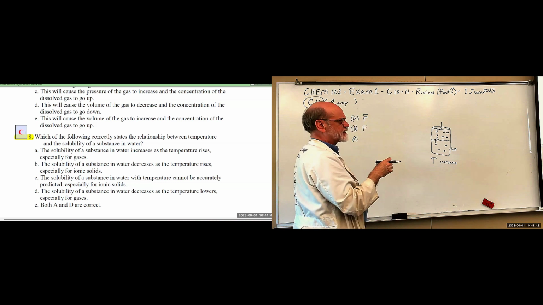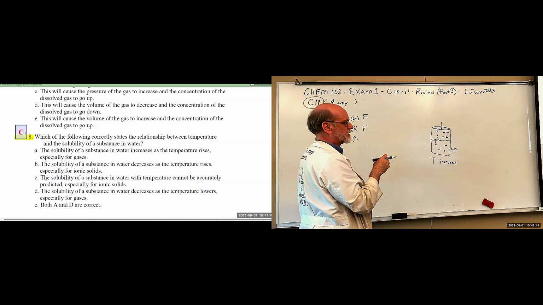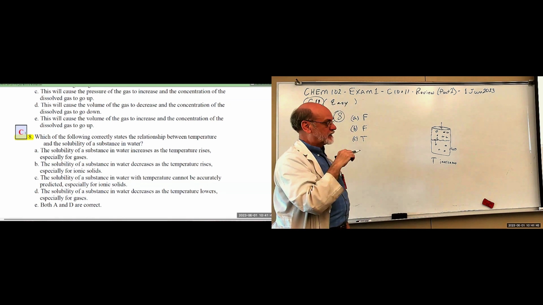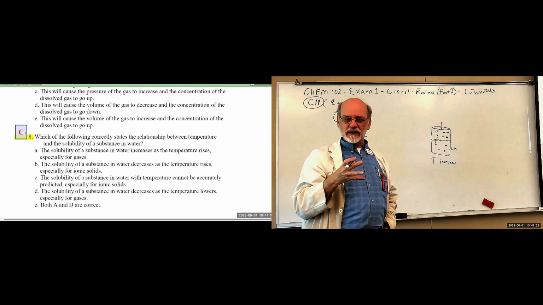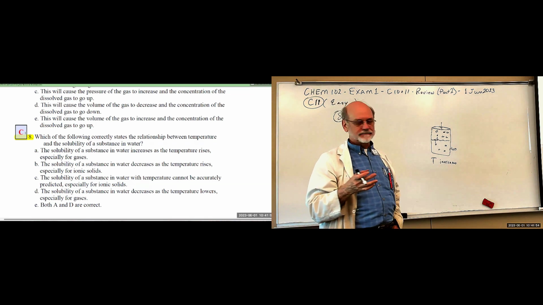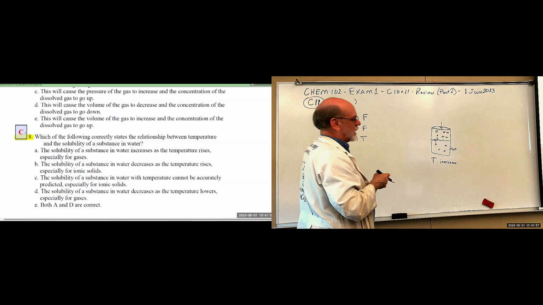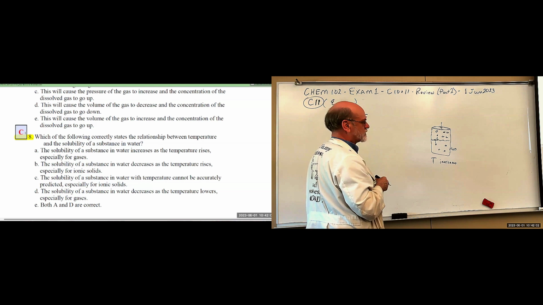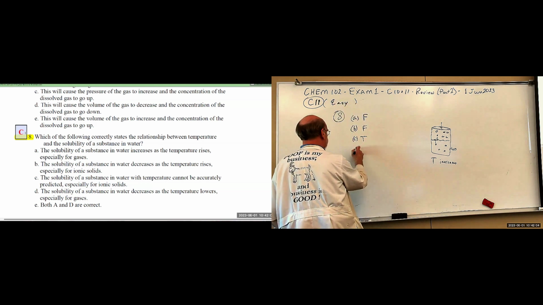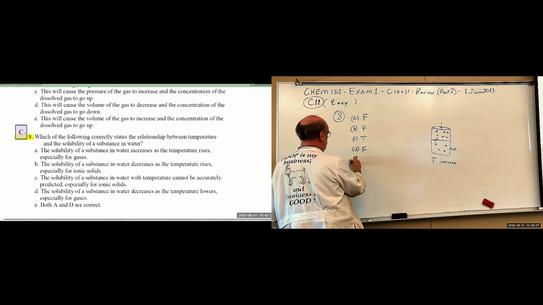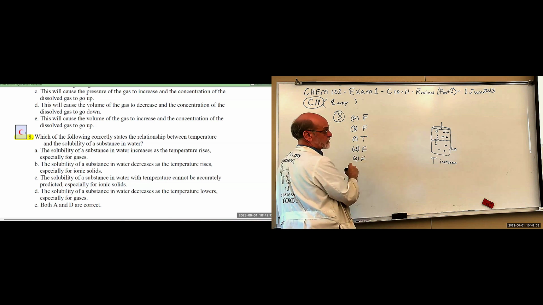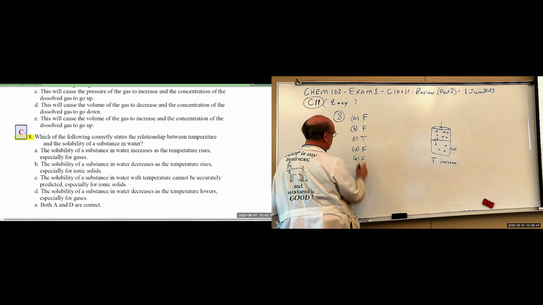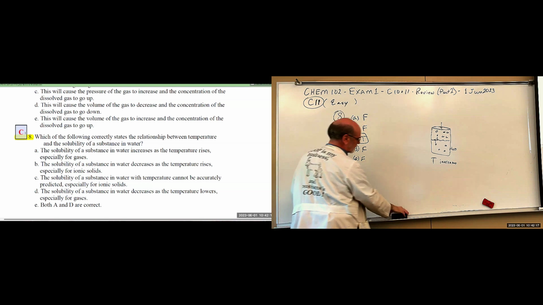The solubility of a substance in water with temperature cannot be accurately predicted, especially for ionic solids. That is true. We don't have a theory that adequately predicts solubility. Solubility of a substance in water decreases as the temperature lowers, especially for gases. No, that was false also. And E has to be false also because A and D are both false. They're not correct. So C is the answer to this one.